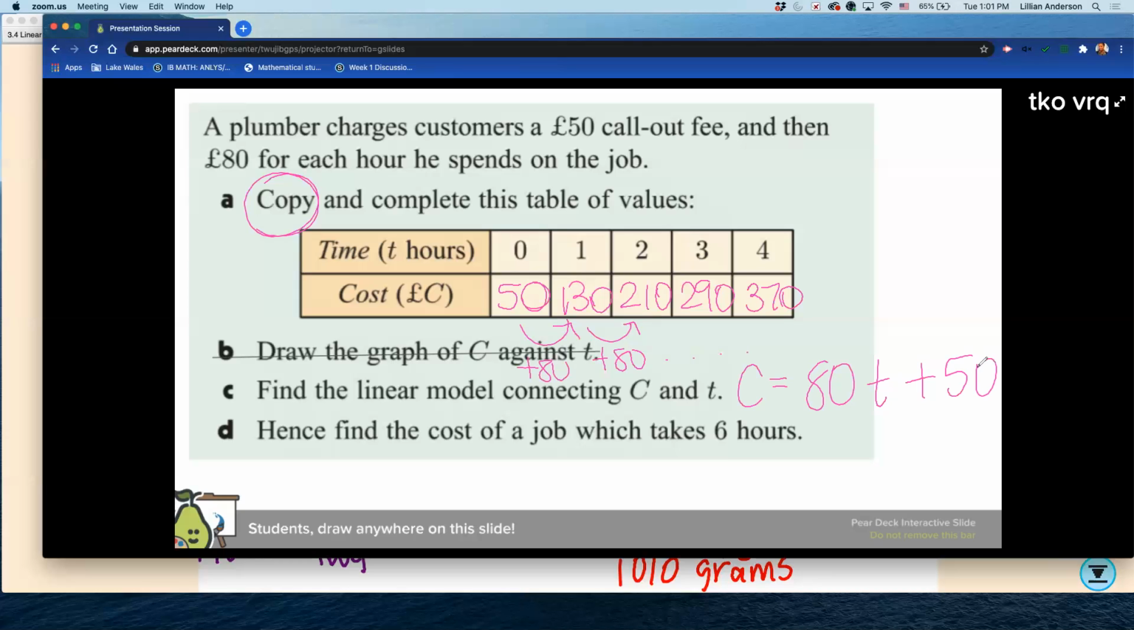So that's exactly correct. And then hence. Anytime you see the word hence, that means using what you just found. Let's find the cost of a job which takes 6 hours. Well, I saw on some of your papers, some of y'all continued to add 80 till you got to 6. That's fine. But since you do have an equation, I would plug in 6 for my time. And what's the cost there? 530. Questions on this?